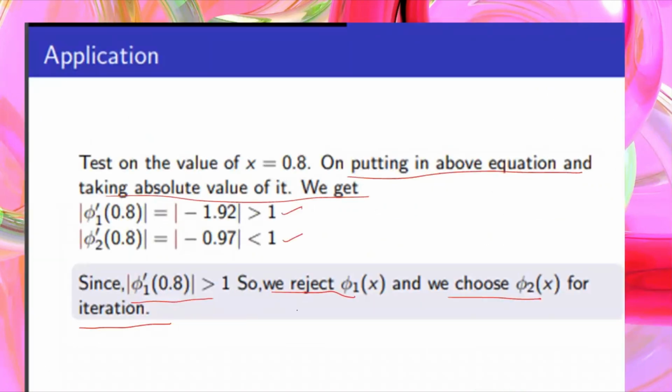So what do you have to do now? What is your phi 2 of x? Your phi 2 of x is 1 minus x whole to the power of 1 by 3. So take phi 2 of 0.8. Then you will get 1 minus 0.8 whole to the power of 1 by 3, which is nearly 0.5848, like that you will get.